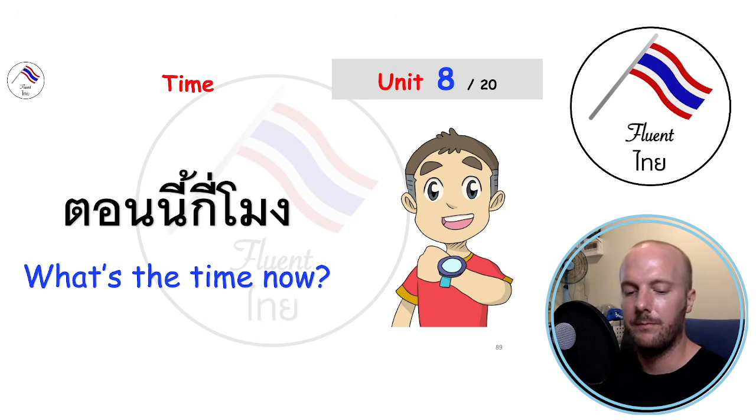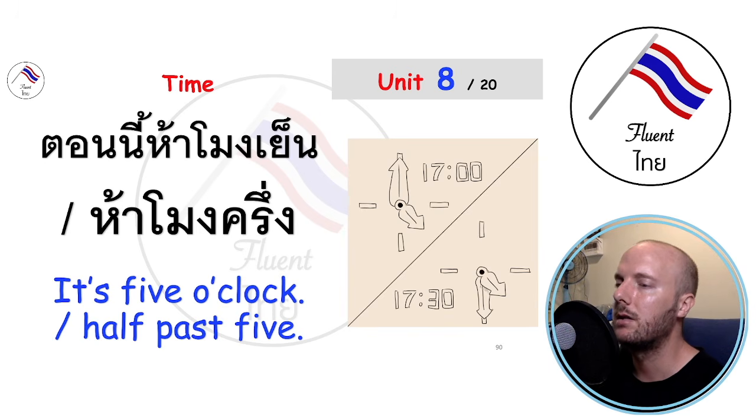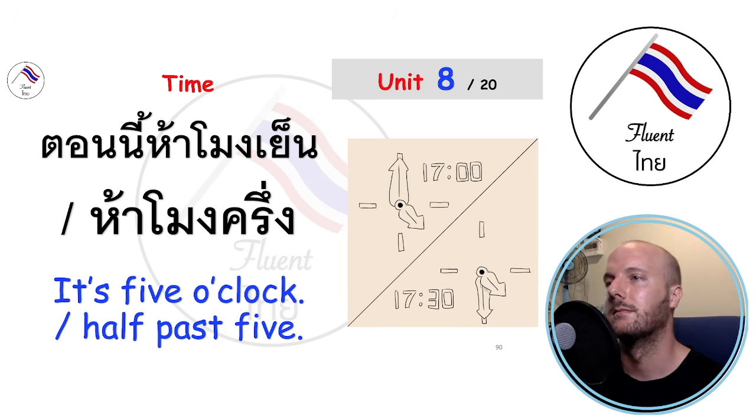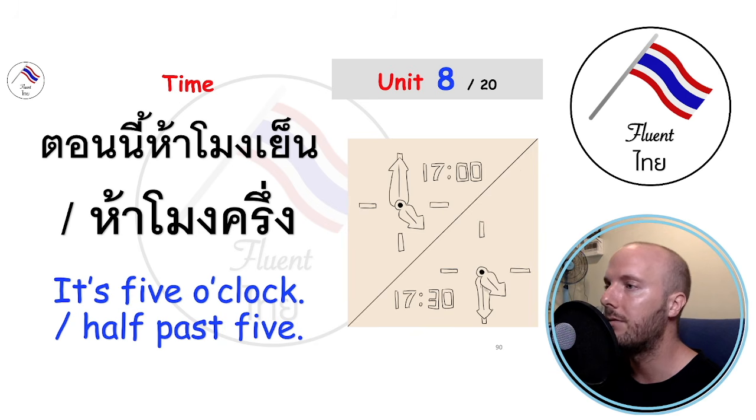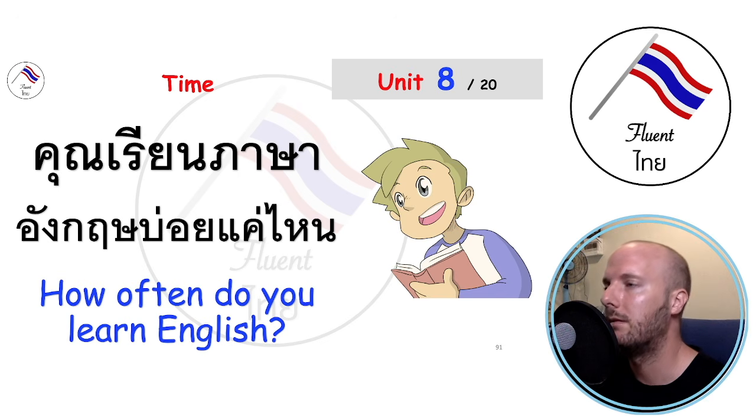What's the time now? ตอนนี้กี่โมงครับ. It's 5 o'clock. It's 5:30. ตอนนี้5 โมงเย็น or ตอนนี้5 โมงครึ่ง. Don't worry if you are very confused about time, as in how to say the time in Thai. That is coming, I think, in course 7, so don't worry about it. We'll study about time in depth.